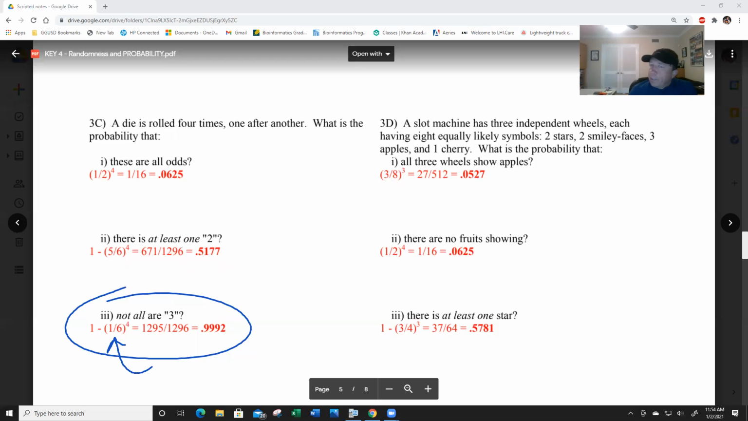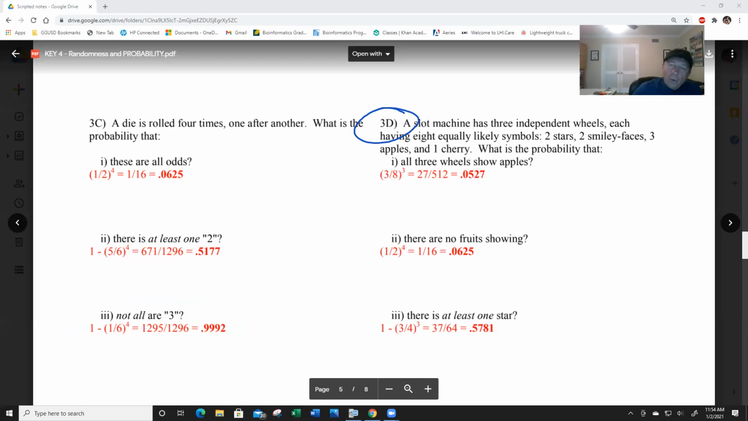All right, slot machines. You go to Morongo Casino or wherever. A slot machine has 3 independent wheels, each having 8 equally likely outcomes: 2 stars, 2 smiley faces, 3 apples, and 1 cherry. What is the probability that all 3 wheels show apples? All 3 wheels show apples, okay? All right, so apples is 3/8 of it, so 3/8 to the 3rd, okay?